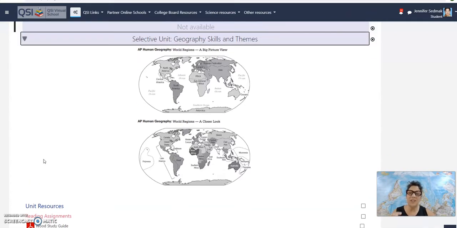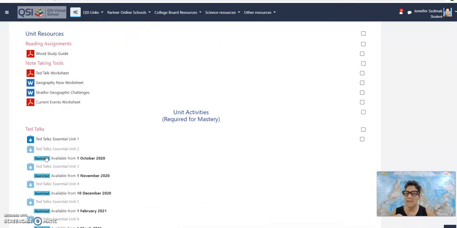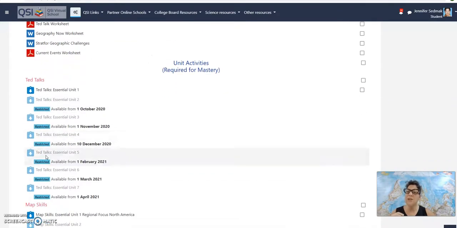because anything that you'll do in this selective unit won't necessarily be assessed on the Unit 1 test, but it allows us to get into some deeper features of the different geographic regions. So when you open this activity, I want you to do all of the lessons that correlate to Essential Unit 1.